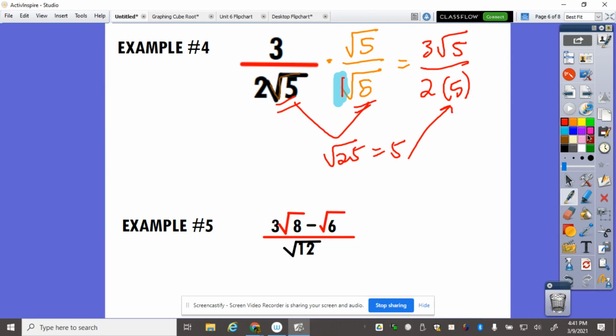Now, again, we want to make sure that you know that you cannot cancel this because one is square root of 5, one is a 5. Okay. So just simplify them. 3 square root of 5 is just 3 square root of 5, and 2 times 5 is going to be 10, and that's the answer.